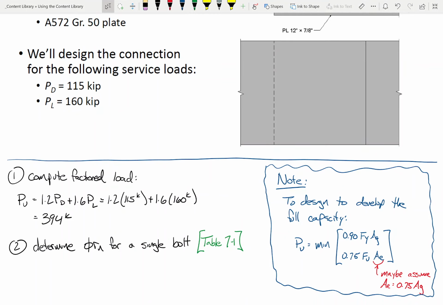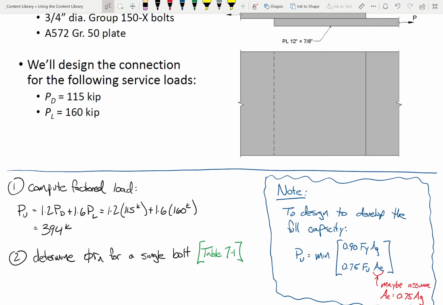So we're going to go to table 7.1. So somebody help me out. What data in table 7-1 are we going to need in order to be able to determine the capacity of a single bolt? So first off, what group are we dealing with? 150. Are they included or excluded? So we've got group 150X. What's the bolt diameter? 3/4. And one other thing, are we dealing with single shear or double shear? Single shear, there we go.